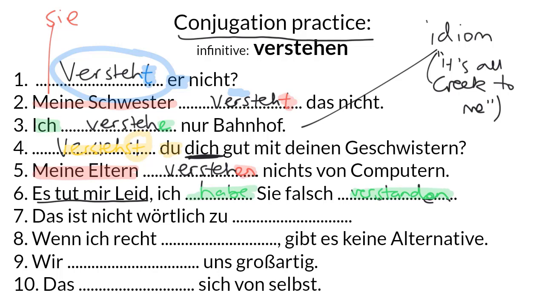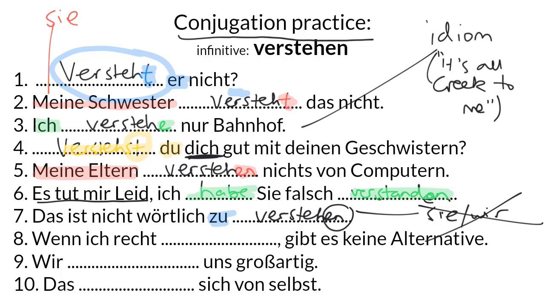Number 7, das ist nicht wörtlich zu verstehen. This time verstehen is not conjugated. Notice it's got an en ending, but the en is not linked to any sie or wir or anything like that. Quite the contrary. We have a zu, and after zu, verbs take their infinitive form, and this means it's not to be understood literally. That is not literally to understand.